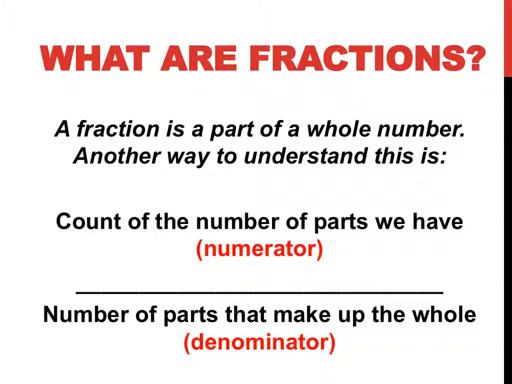Pretty straightforward. I like to explain the numerator, the guy on the top, sorry. It's the count of the number of parts we have. The denominator on the bottom is how many parts make up a whole. So if I had a pizza and I had a quarter of a pizza, how many parts make up a whole? Well, 4. What's the count of the number of parts that I have? Well, 1. That's how I like to explain a fraction.